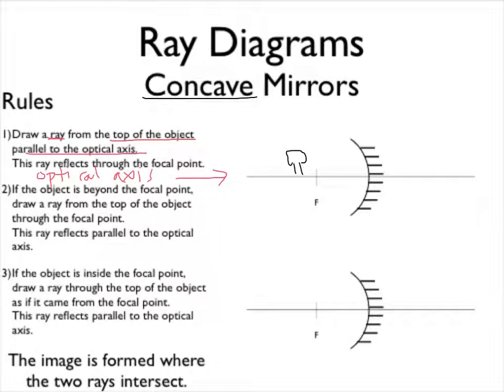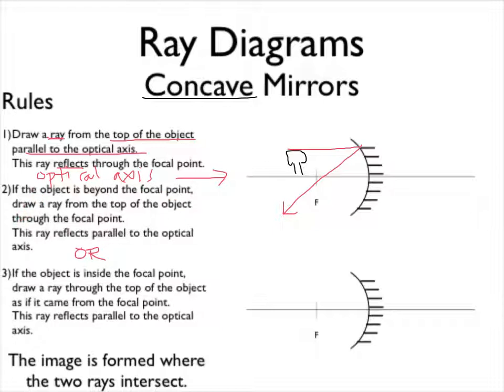So we draw our ray parallel to the optical axis, and it reflects through the focal point. So it's going to bounce off that surface and reflect through our focal point. And it really should go through that line. So make yours go through that line. Now, the next step, we're going to choose either step 2 or step 3. And so we look at this first one, and our focal point is here. Our object is outside the focal point. Here's our object, here's our focal point. So it's far away from our mirror. And so we're going to use just step 2 here.